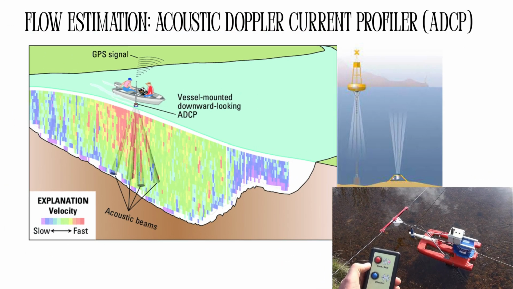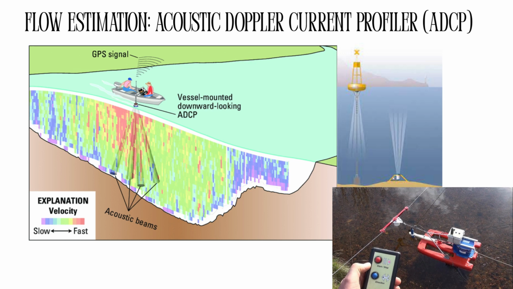An acoustic Doppler current profiler, ADCP, is a hydroacoustic instrument that measures water velocity profiles and discharge using the Doppler effect of sound waves. It sends out sound pulses into the water. The pulses bounce off particles, sediment, plankton, bubbles. The frequency shift of the reflected signal is proportional to water velocity.